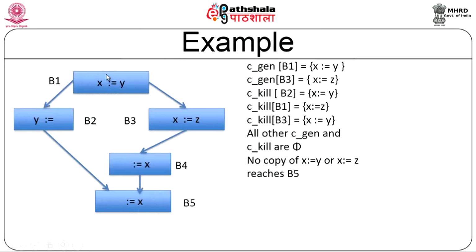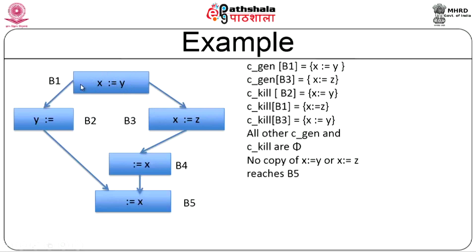Now, this is the example here. X is equal to Y is one assignment statement here, and block B2 defines Y, and block B3 defines X, and blocks B4 and B5 use X. So what we have here is the copy generated by B1 is X is equal to Y, generated by B3 is X is equal to Z, and what gets killed by B2 is X is equal to Y. That is, whatever was defined here, if it follows this particular path, that gets killed here. And so therefore, C kill of B1 is X is equal to Z.